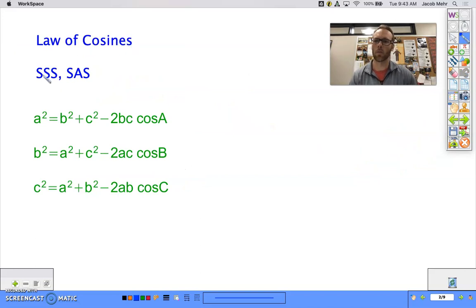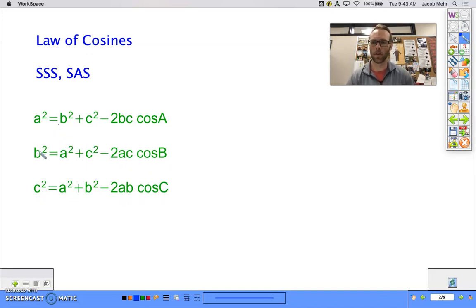Law of cosines can work for side angle and side angle side, and there's three different formulas depending on the information that's given. The first one is a squared, so side a squared equals b squared plus c squared minus 2bc cosine of a. This is called law of cosines because it has a cosine in it, where law of sines had a sine in it. B squared equals a squared plus c squared minus 2ac cosine of b, and c squared equals a squared plus b squared minus 2ab cosine of c.